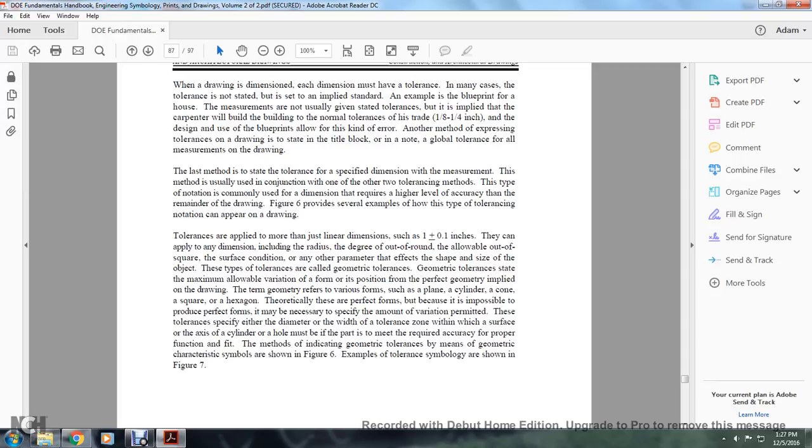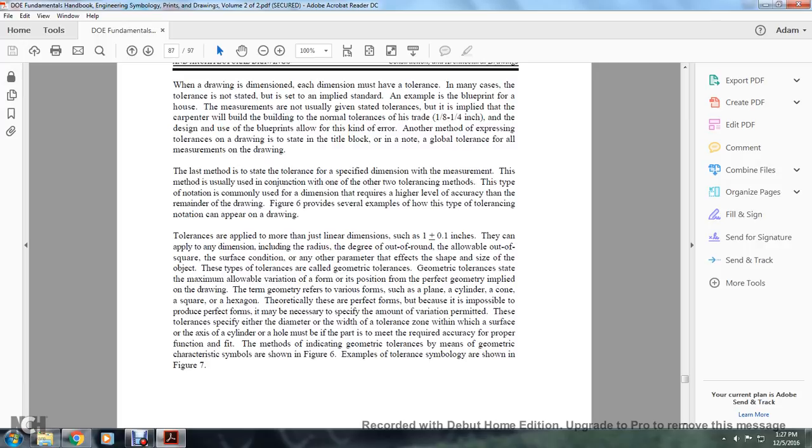Tolerances are applied to more than just limited linear dimensions, such as 1 plus or minus a tenth of an inch. They can apply to dimensions including the radius, degrees of out-of-round, and the allowable out-of-square of a surface, or any other parameter that affects the shape and size of the object. This type of tolerance is called a geometric tolerance.